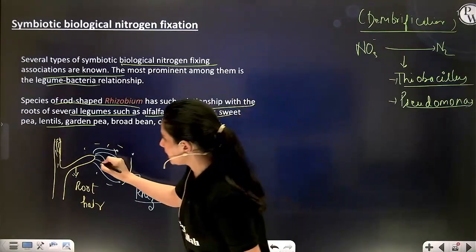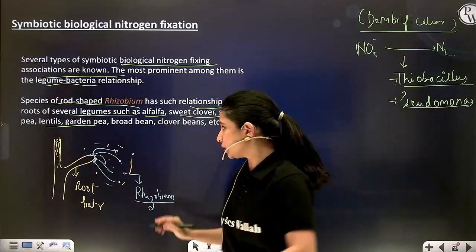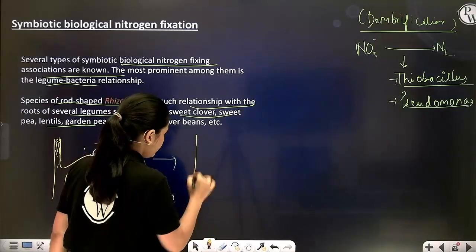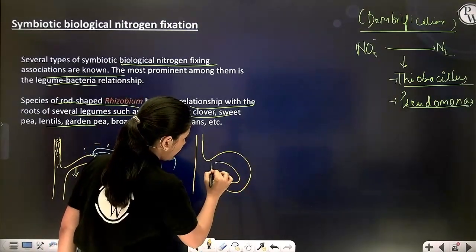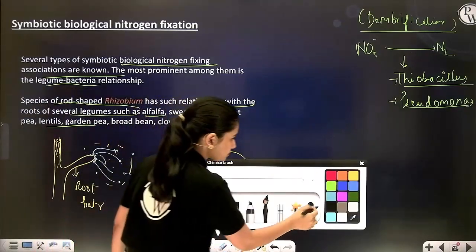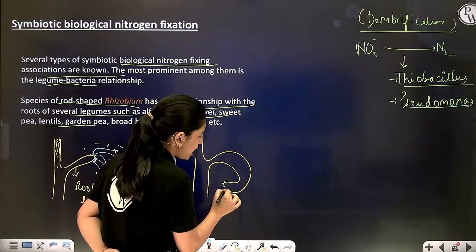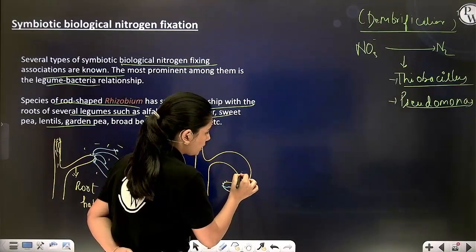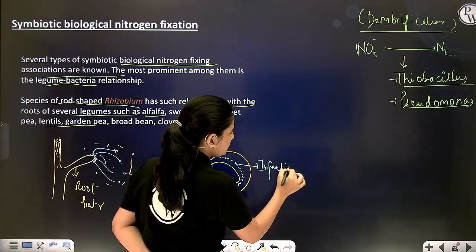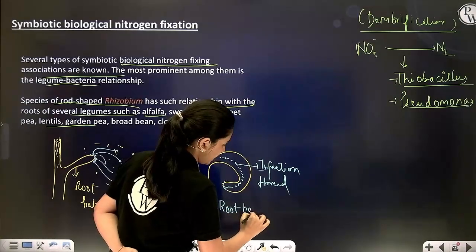Once the bacteria attach on the root hair, now what do they do? They curl the root hair inward. So the next step, after the attachment of the bacteria on the root hair, is that it will induce the curling of the root hair inward. Once this happens, the bacteria which were initially present on the surface of the root hair will start moving inside in a thread-like manner called an infection thread. So an infection thread will be formed. What you have to write? Root hair curls inward.